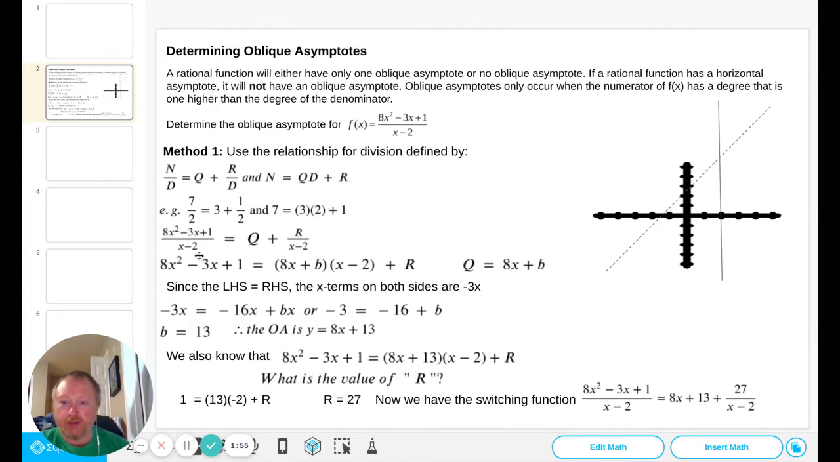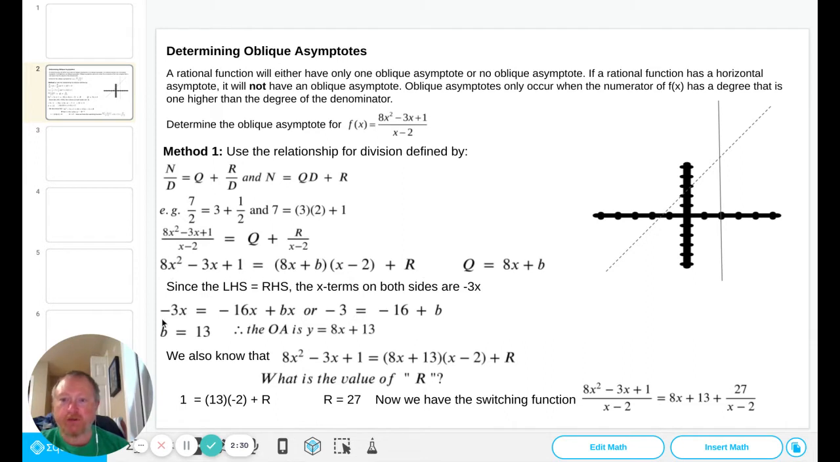So here's our function, right? And what we want to do is represent it as q plus r over x minus 2. And we remember, hopefully from class, that q is the oblique asymptote. So we take this format here, multiply both sides by x minus 2, and we end up with q, which is 8x plus b. Why do we know it's 8x? Because 8x squared over x is 8x. So 8x plus b times x minus 2 plus the remainder is our function on the right side.